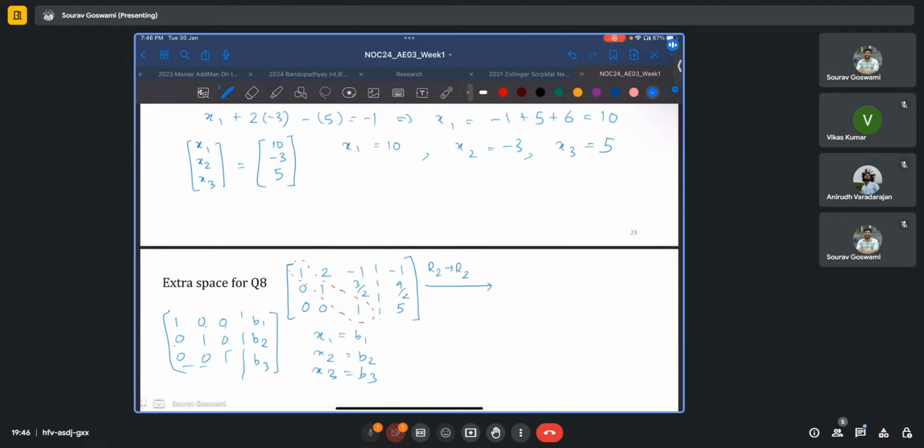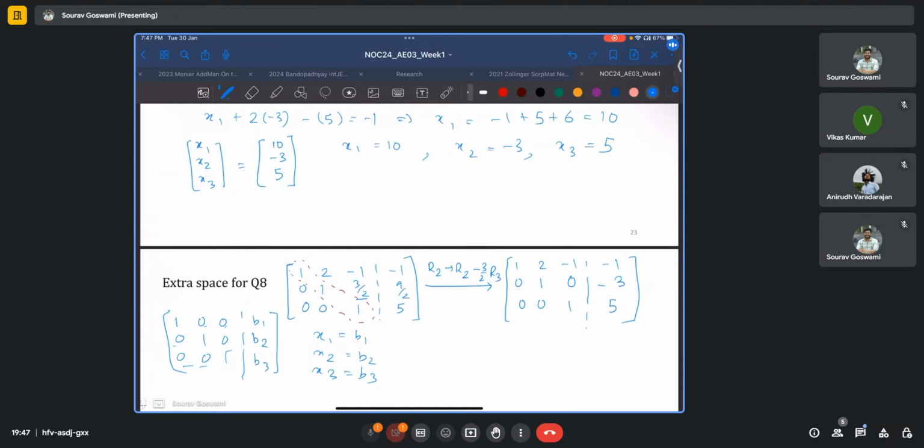So I transform R2 such that R2 minus 3 by 2 R3. So this element will go to 0. Leave the first row untouched for now. 0 minus 0, 0. 1 minus 0, 1. 3 by 2 minus 3 by 2 is 0. And 9 by 2 minus 15 by 2 will be minus 6 by 2. So minus 3. Then 0, 0, 1, 5. The third row already has zeros in two places.